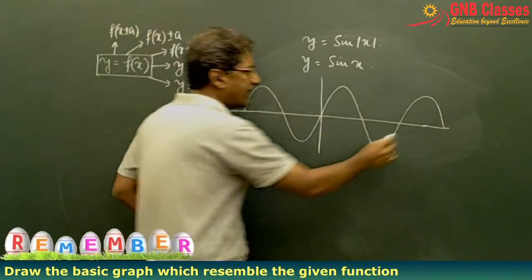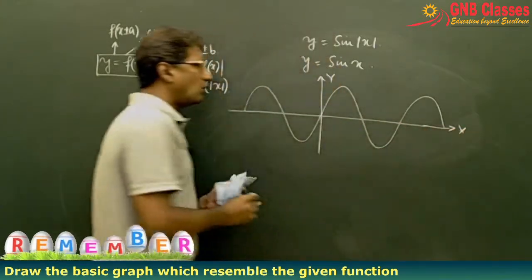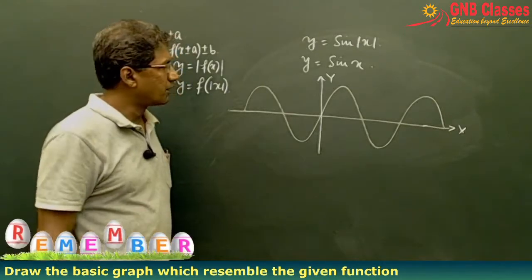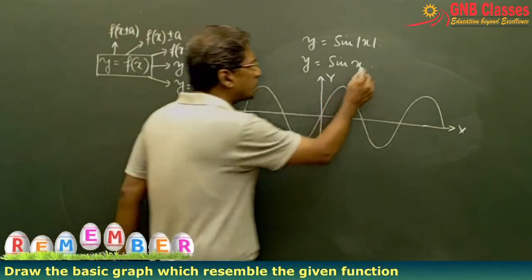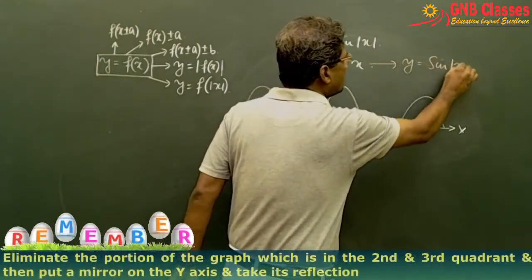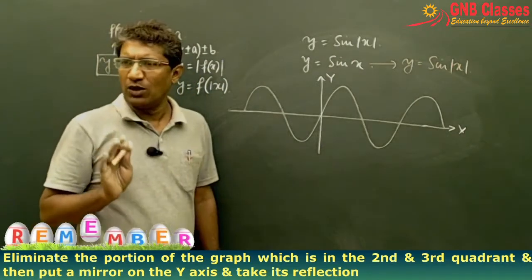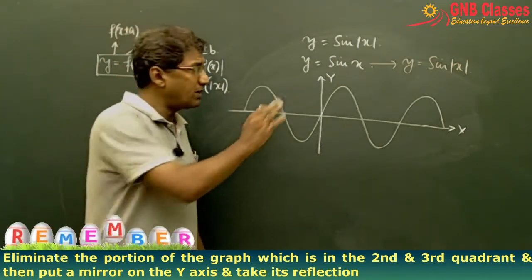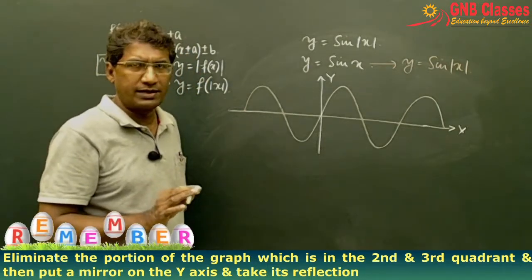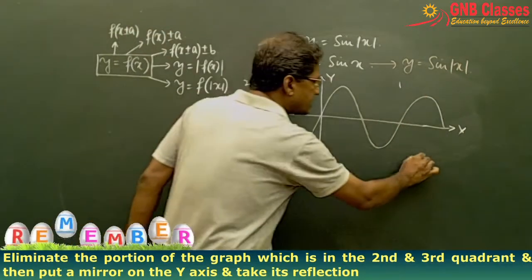Is it clear? This is our x-axis and this is our y-axis. Now listen very carefully. I have already mentioned it in the footnote also. To draw the transformed graph of y equals sine of mod x, all you do is remove the portion of the basic graph which is in the second and third quadrant. This is our first quadrant, this is second, this is third, and this is fourth.